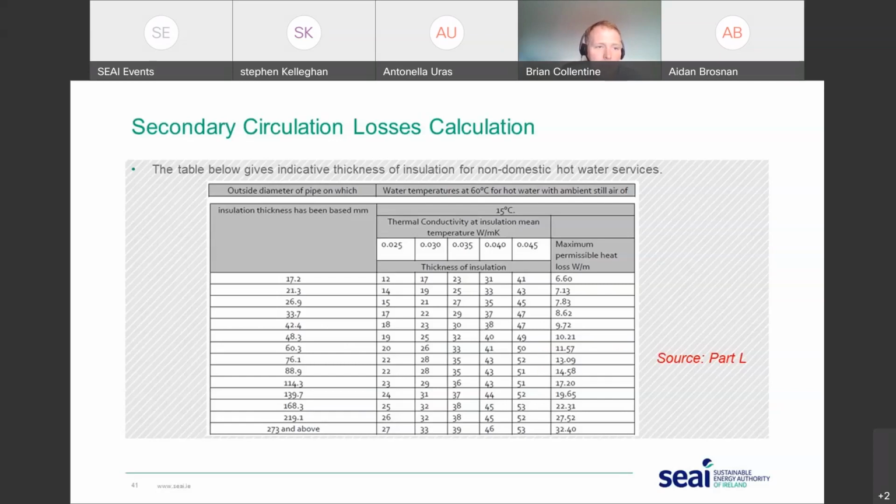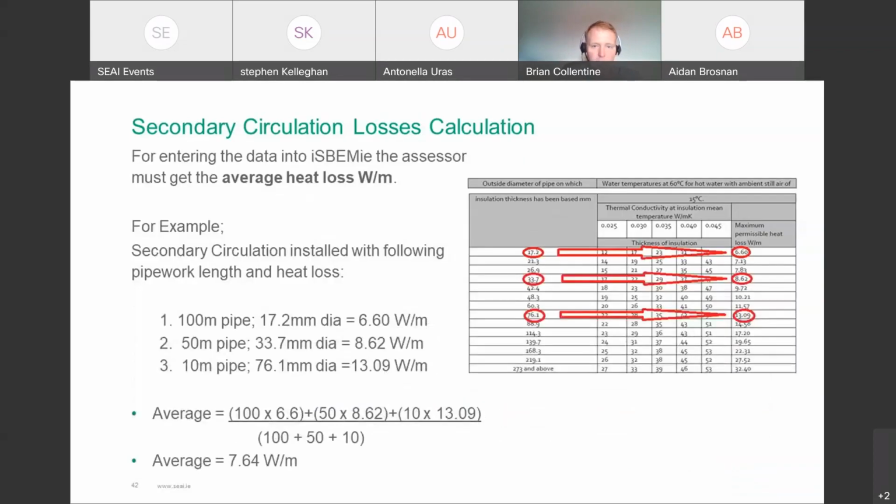So here we have secondary circulation losses calculation. The table below gives indicative thickness of insulation for non-domestic hot water services. Down below you see the table, which is sourced from Part L. And we'll just go through one example to give you a sense of how to enter or calculate that. So essentially we're calculating the average heat loss in watts per meter.